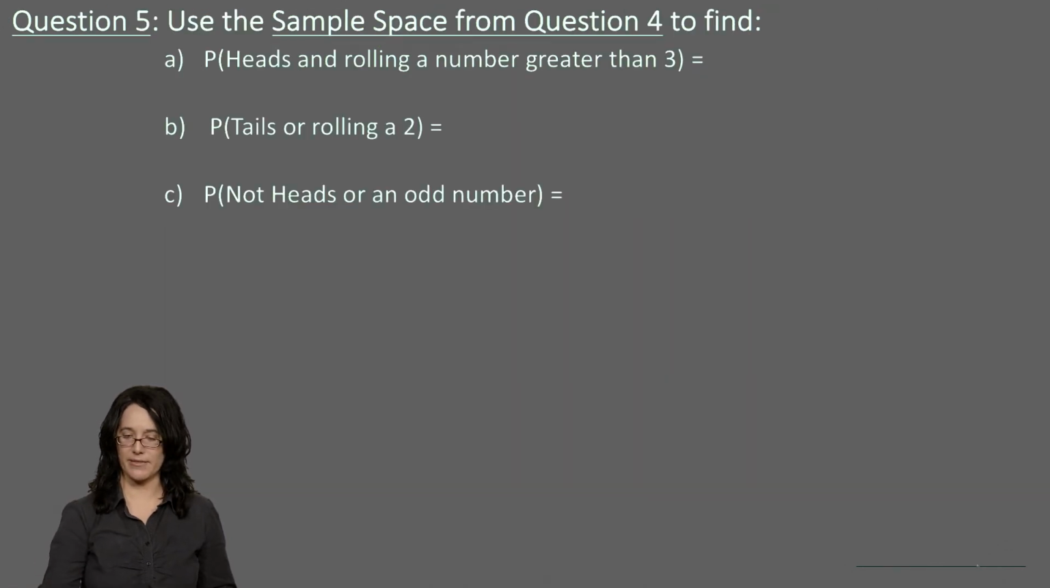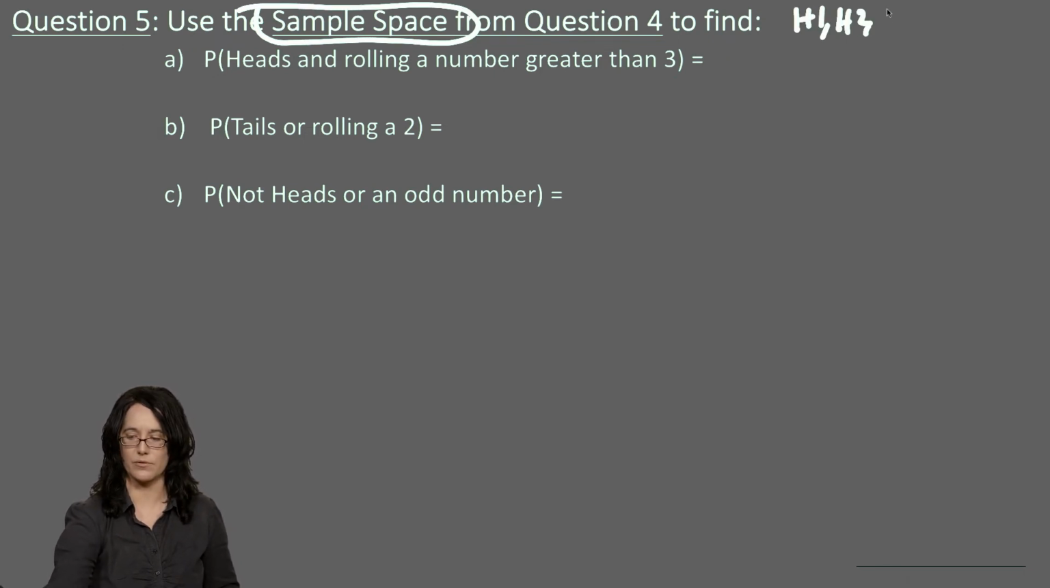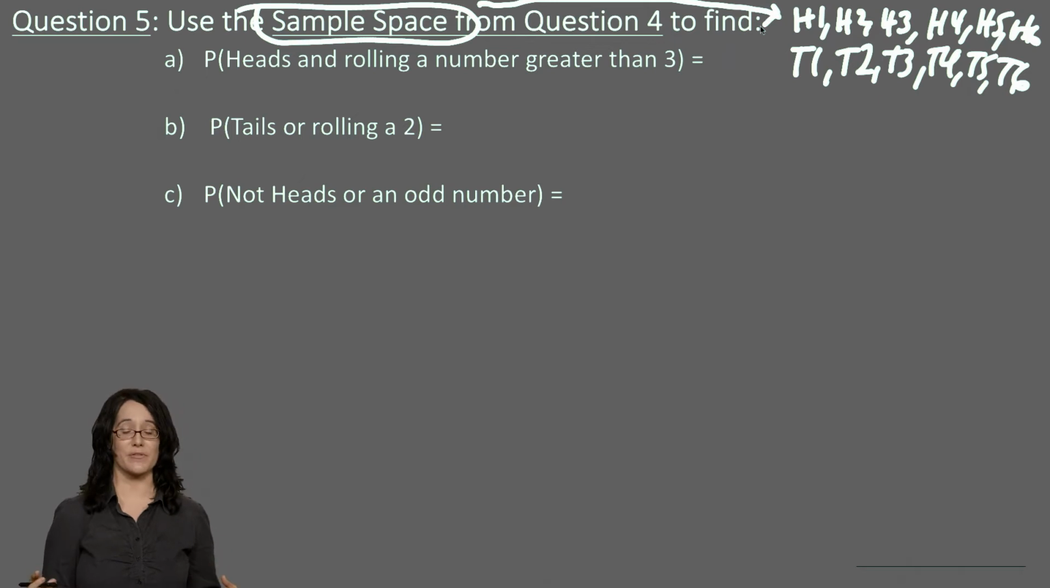So I'm just going to quickly write that down. Remember what our sample space was. We had heads 1, heads 2, heads 3, heads 4, heads 5, heads 6, and then tails 1 through 6. Hopefully yours is less messy than mine. So that was the sample space that we had from question 4. With that in mind, can we answer this question?